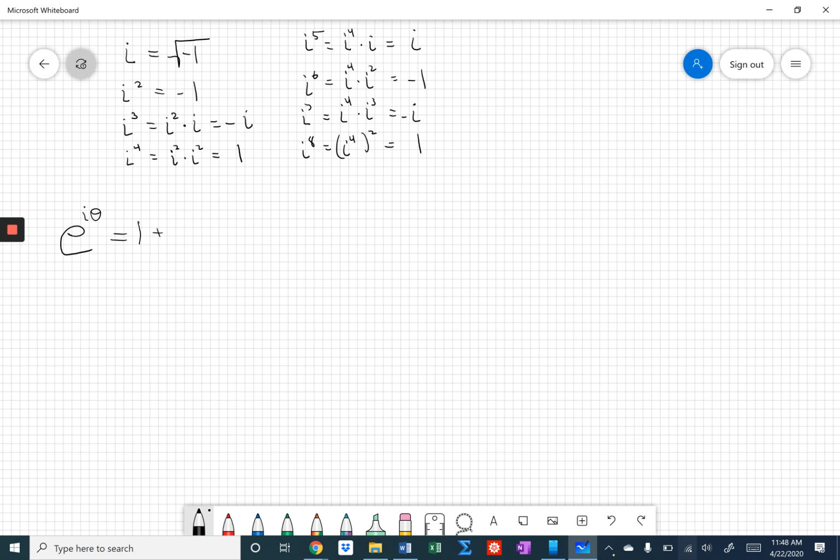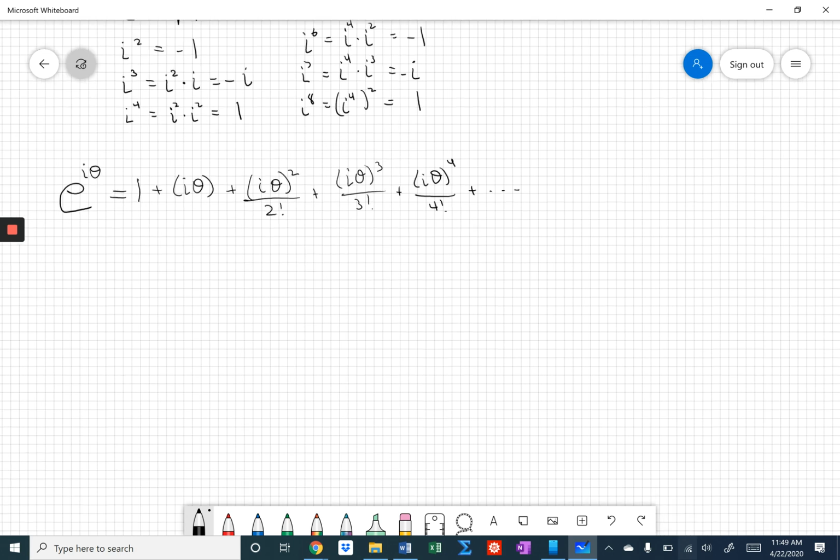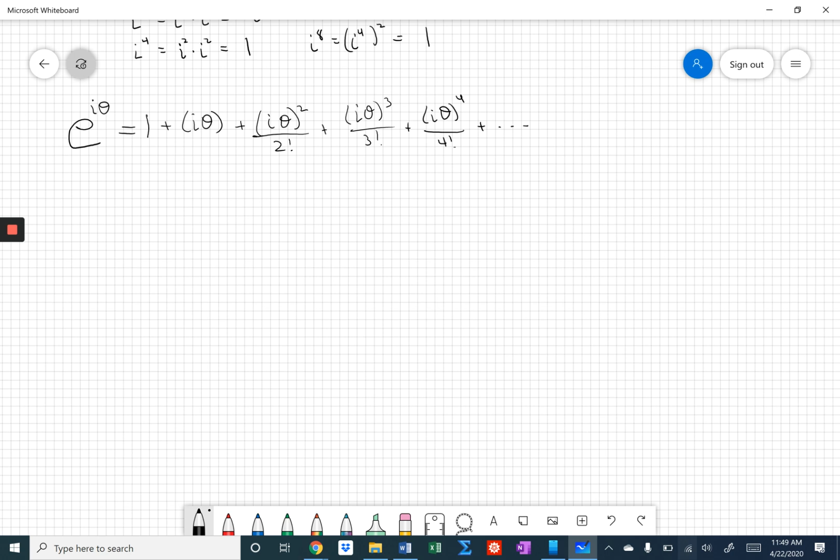It's 1 plus x, so it's 1 plus i theta plus (i theta) squared over 2 factorial plus (i theta) cubed over 3 factorial plus (i theta) to the 4th over 4 factorial, and then that's going to continue. I'm not going to worry about the general term for this. I'm just going to observe I see a pattern here. And let's go ahead and simplify this a little bit. So this is 1 plus i theta. There's nothing to simplify there.